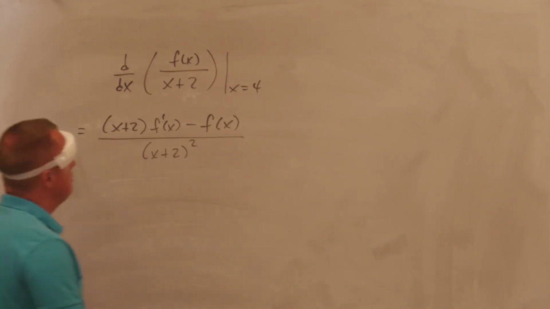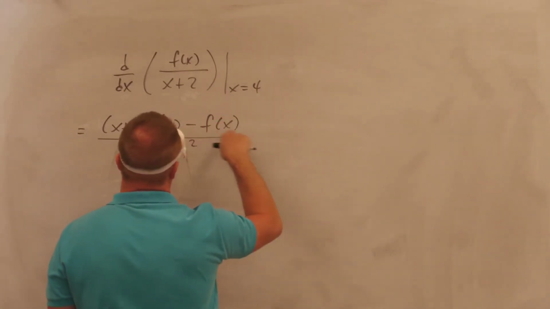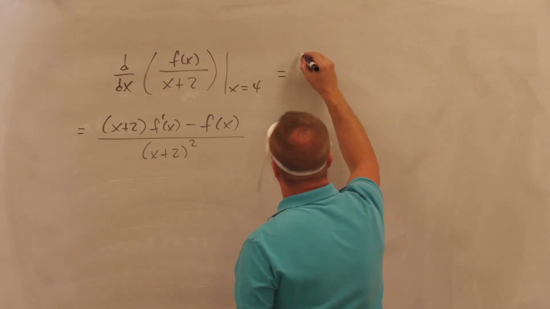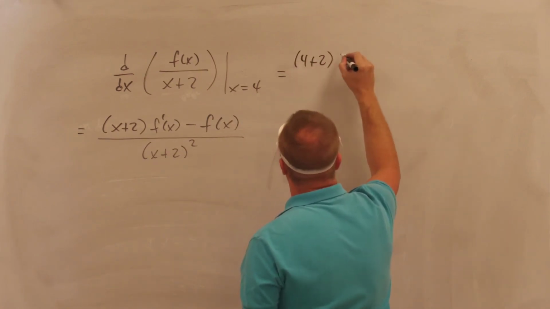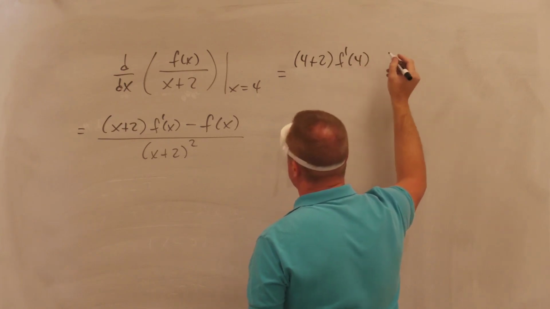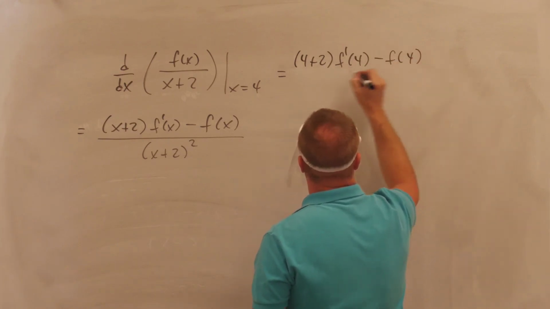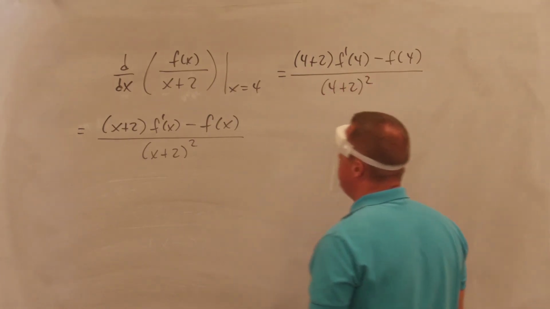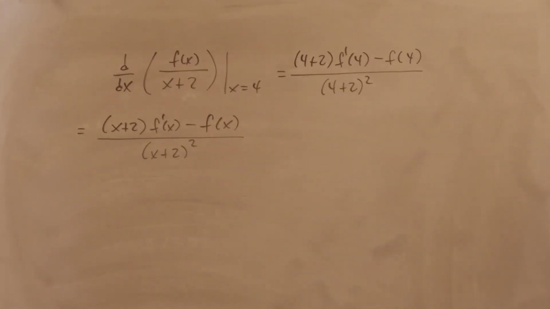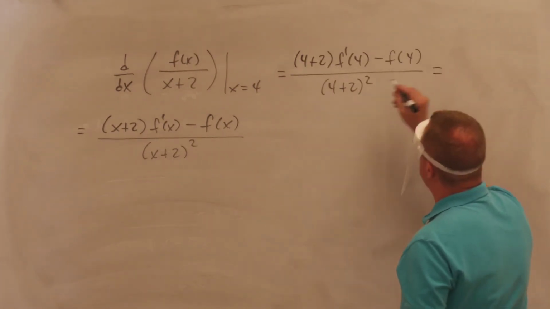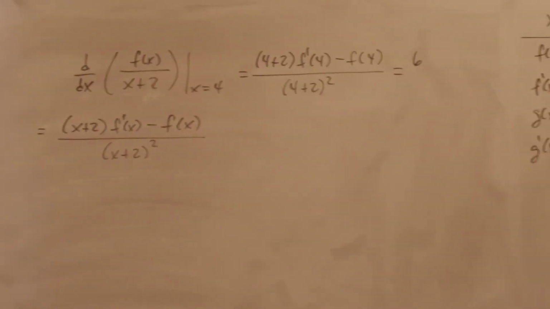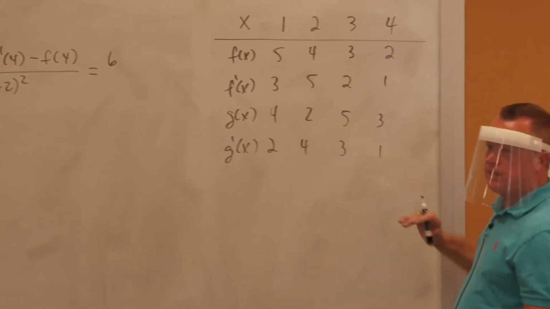Now at 4, I'm just going to plug 4 into this. Okay, so this will be 4 plus 2 times f prime at 4 minus f of 4 over 4 plus 2 squared, okay? All right, 4 plus 2 is 6. All right, what is f prime at 4? Okay, go to this chart. What is f prime at 4?